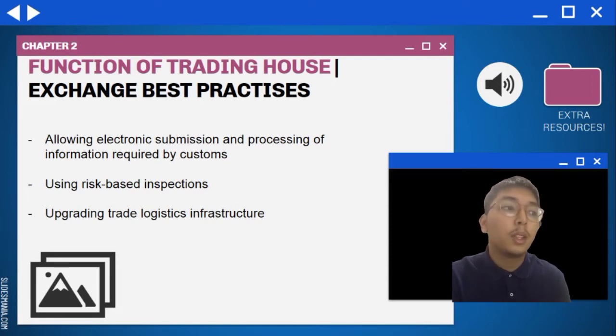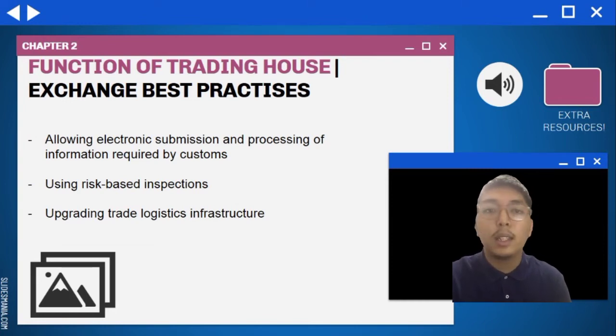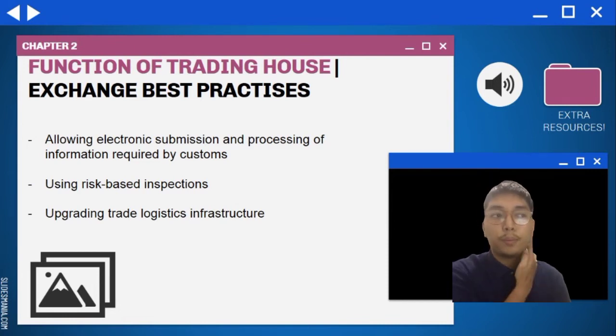Over the years, customs administrations around the world, working in tandem with other border control agencies, have developed systems for established risk profiles that allow them to perform a physical inspection in proportion to the potential risks of a consignment. Investing in equipment is another way to help expedite the processing of cargo. The last one is upgrading trade logistics infrastructure.